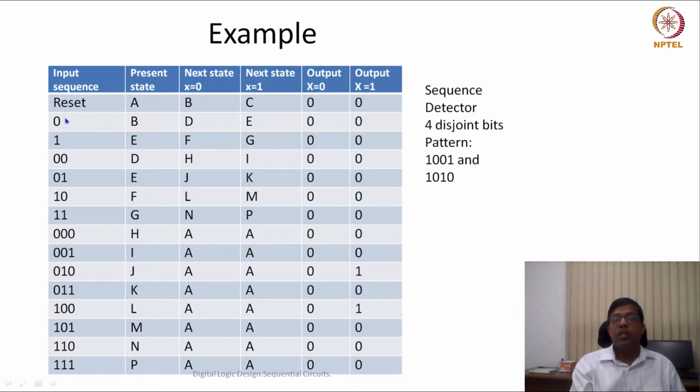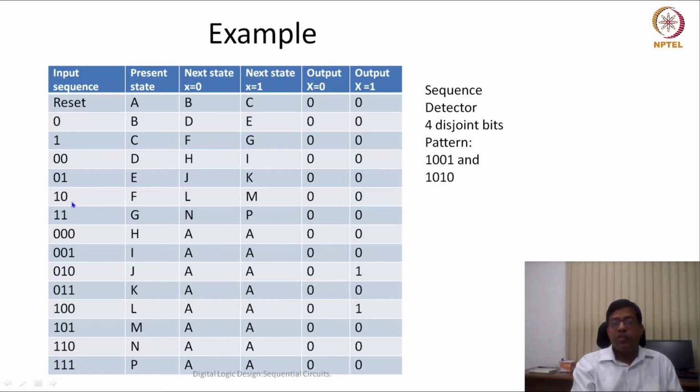In case of B, we are assuming that input 0 has already arrived, so the present state is B. If the next input is 0, then the state is D, and if the next input is 1, then the state is E. Similarly for state C, if the current input is 0, then it will become F, and otherwise if input is 1, then it will become G. In case of state D, the input pattern 0, 0 has already arrived, and in case of E, the 0, 1 pattern has already arrived.